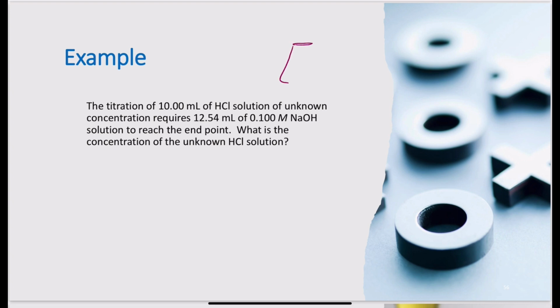You've got your Erlenmeyer flask. You've got some HCl in here, specifically 10 mils of it. We've got a burette up here, and we've got sodium hydroxide in here. And so we're slowly adding in sodium hydroxide.